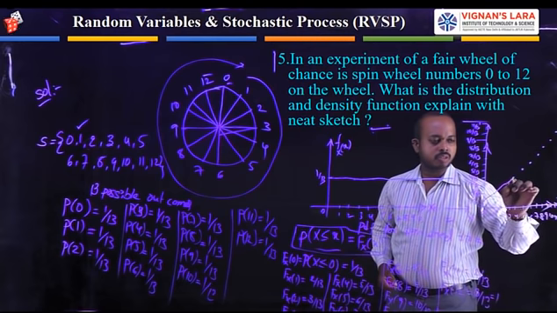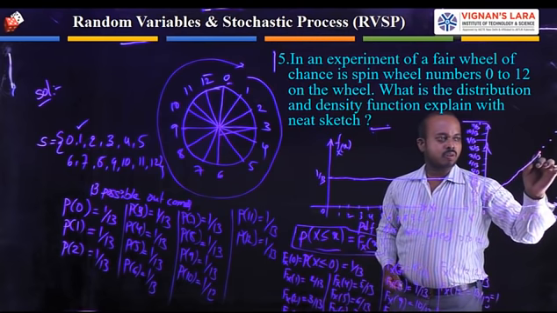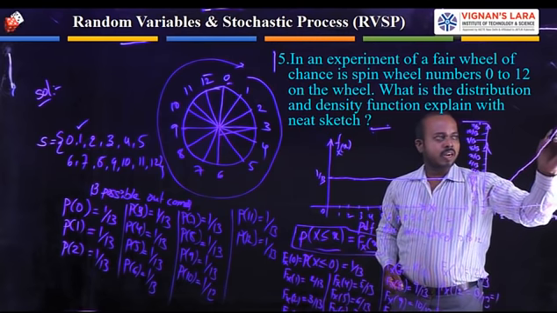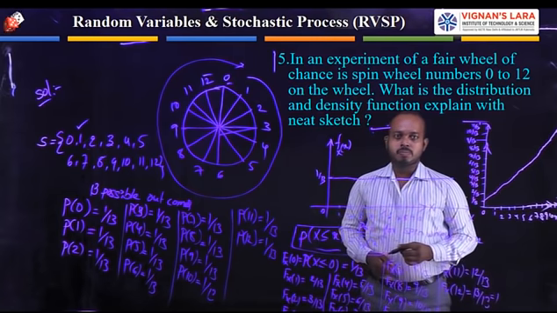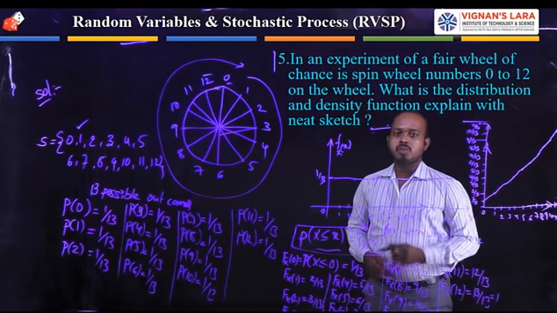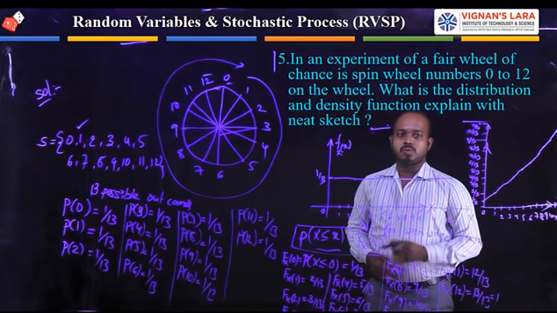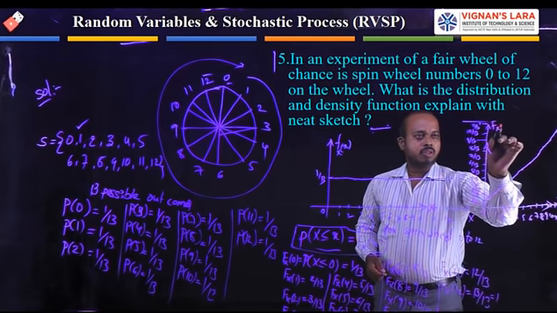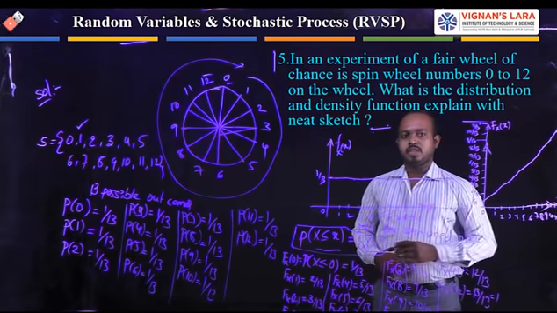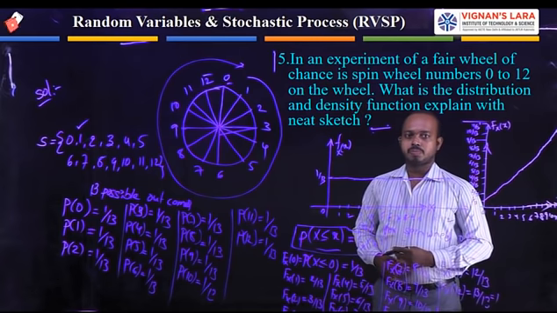Why are we joining all of these continuously? When the random variable X is continuous, the graphical representation of the probability distribution function is also continuous. That's why we represent the probability distribution function graphically in a continuous form.